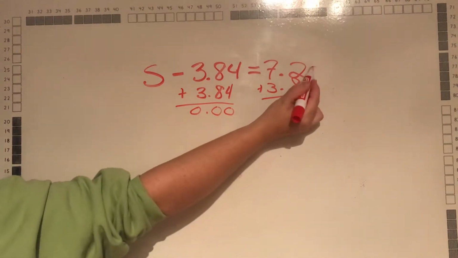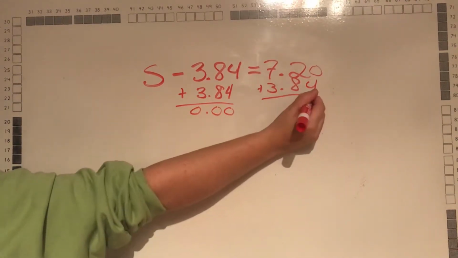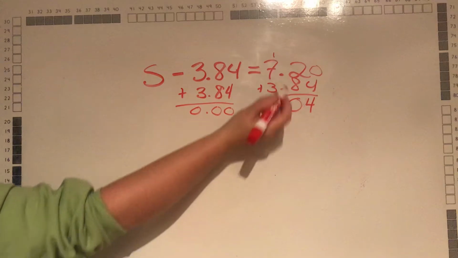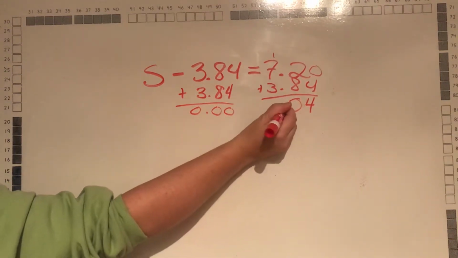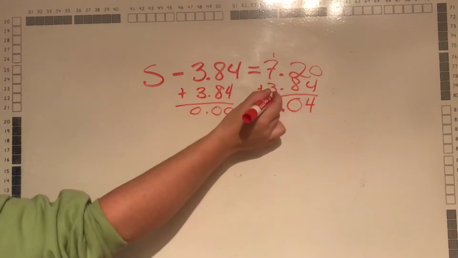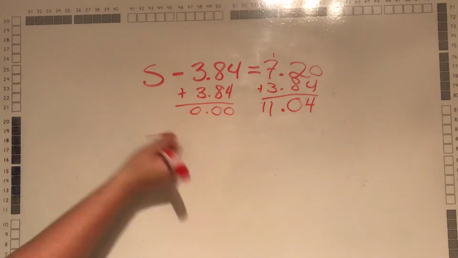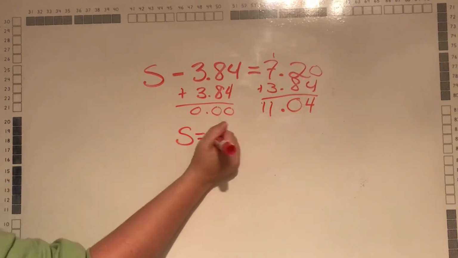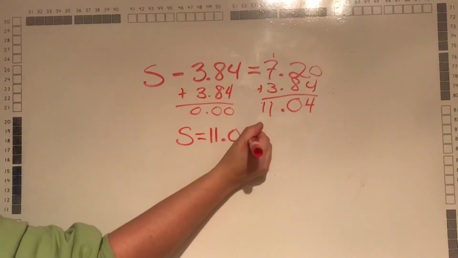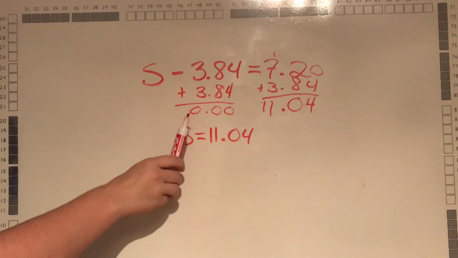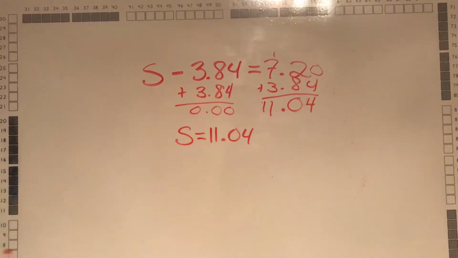On this side, imaginary 0 there, 0 and 4 is 4, 2 and 8 is 10. Follow your rules of decimals for adding and subtracting. And 7 plus 3 is 10, plus 1 is 11. So we know that s equals 11.04. Fairly simple. As long as you remember what you do on one side, you have to do on the other side of the equation.